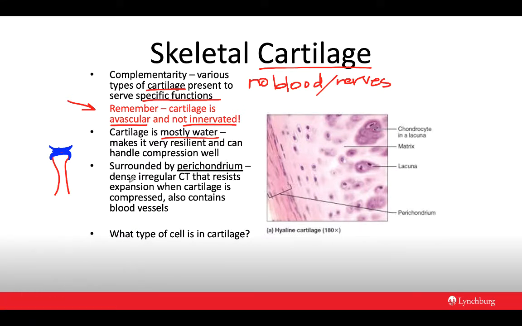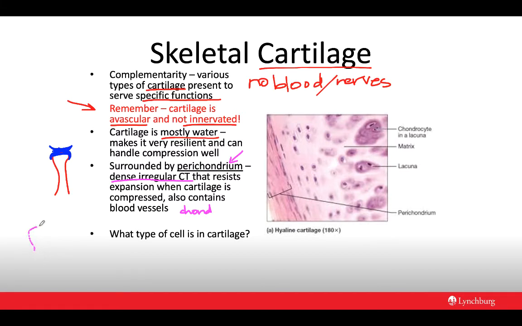So if you look at cartilage, it's surrounded by this dense, irregular connective tissue, and we call this perichondrium. So peri means around, and whenever you see the word chond, it means cartilage. So chond is going to mean cartilage. And so this perichondrium is basically this dense, irregular connective tissue that surrounds cartilage.